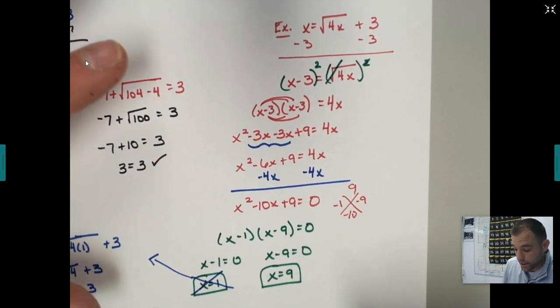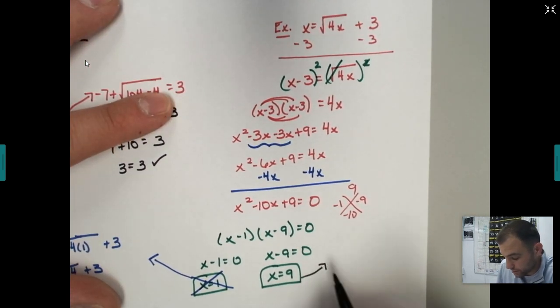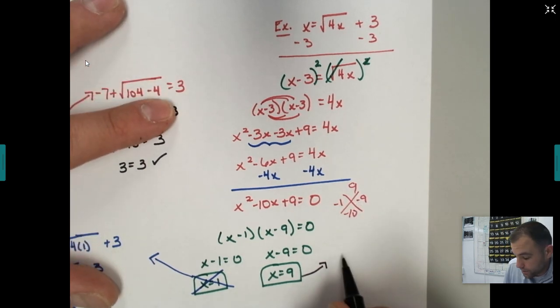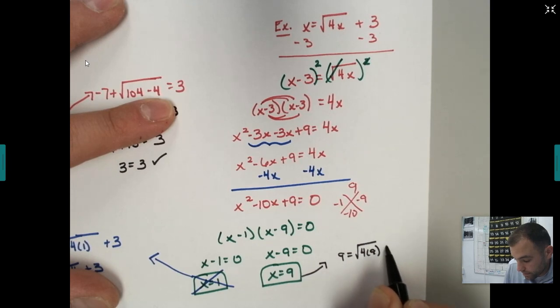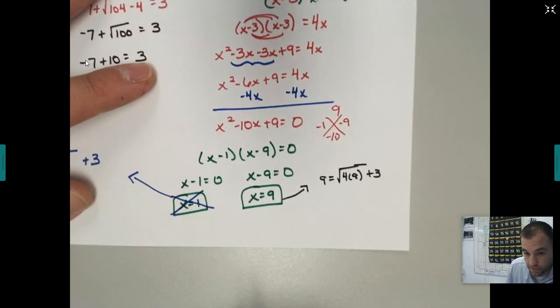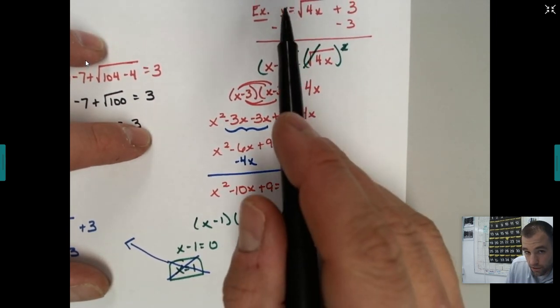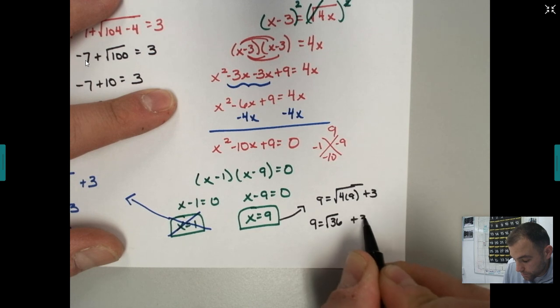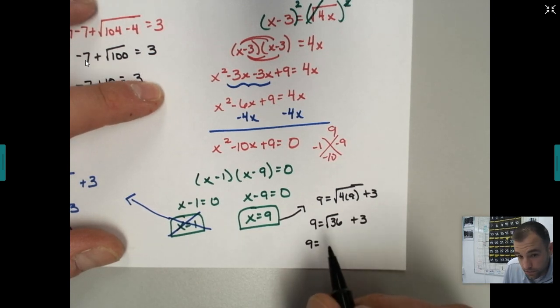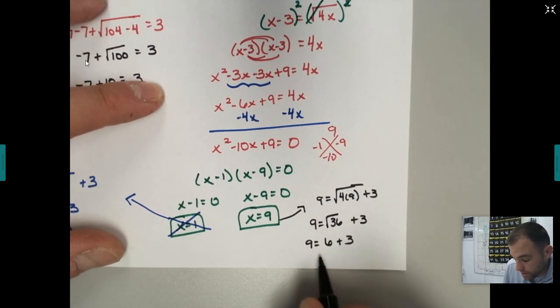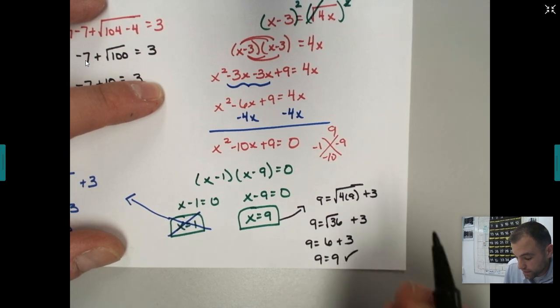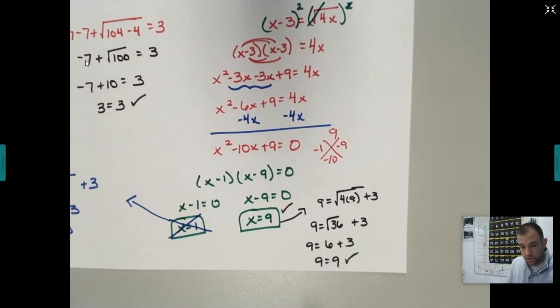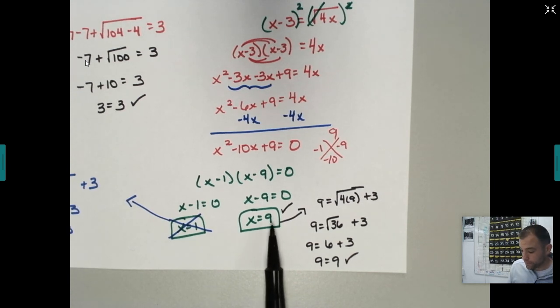Let's try 9. Hopefully 9 will work so we have at least some answer and it's not no solution. Plug 9 in. So 9 equals the square root of 4 times 9, plus 3. Again, I just plug 9 where the x's are. So 9 equals the square root of 36, plus 3. 9 equals the square root of 36 is 6, plus 3. 9 equals 9 is my correct answer. So that one worked. My answer to this problem is 9. 1 was extraneous and didn't work.